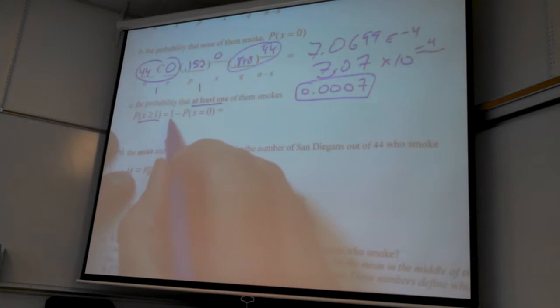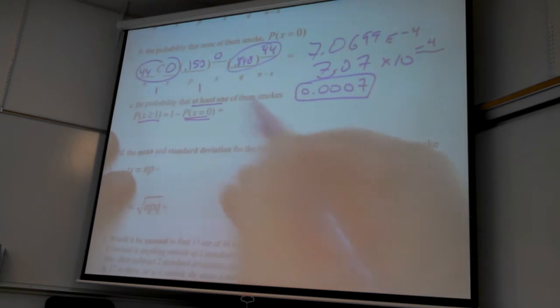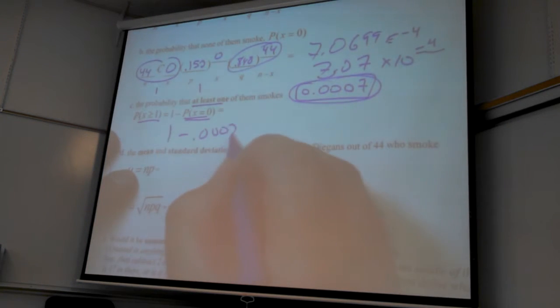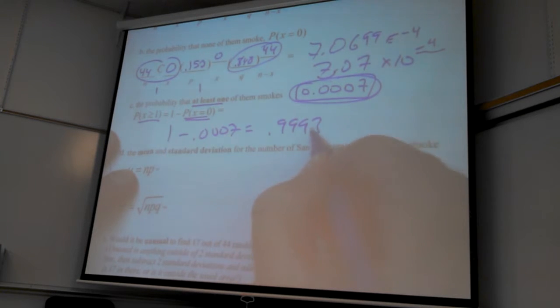If you want to do that, sure, why not? But I'd much rather do 1 minus the opposite, because how many ways is there to do that? 1. In fact, I already did it. So it'll be 1 minus 0.0007, which is 0.9993.